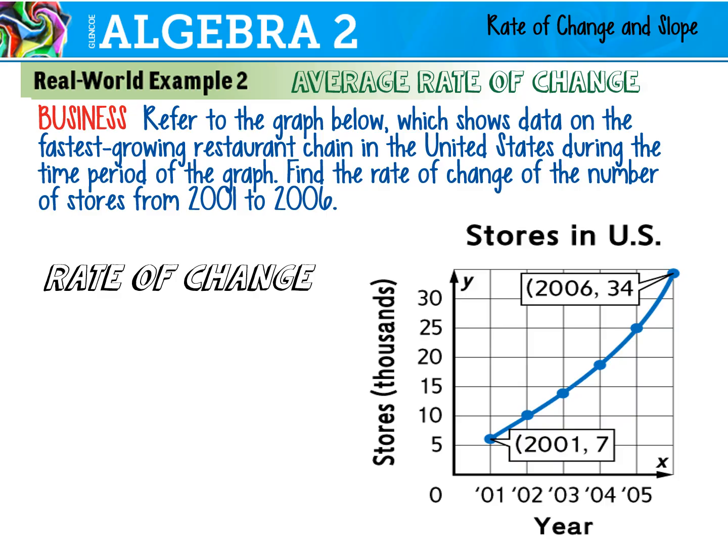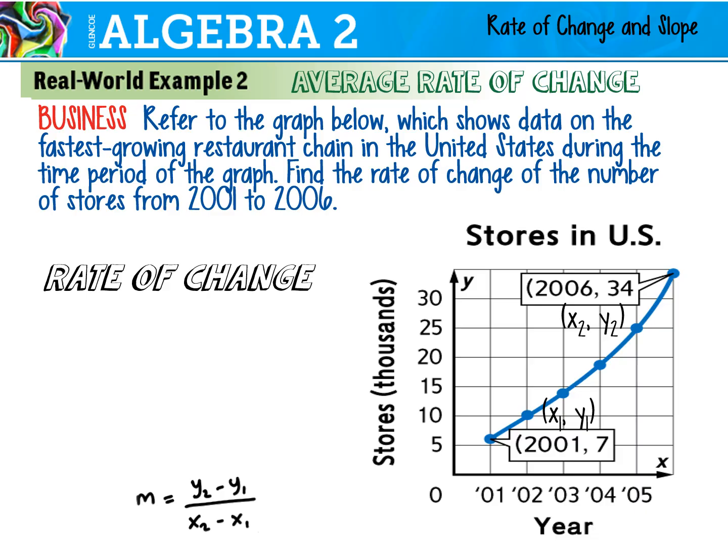Example number 2, average rate of change, business. Refer to the graph below, which shows data on the fastest growing restaurant chain in the United States during the time period on the graph. Find the rate of change of the number of stores from 2001 to 2006. Way old data. Wow. Let's see, here's point x sub 1, y sub 1. That's where we're starting. And this is where we're ending up.